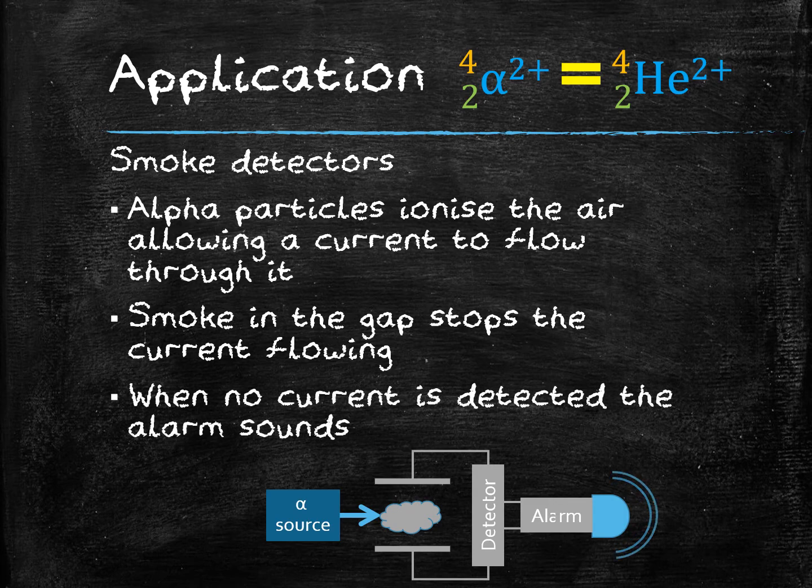When the detector picks up that there's no current, it sets off the alarm, sounding a siren or a sound of some form in order to let you know as an individual that there is some smoke in and around wherever your smoke detector is. The reason why, if you blow on or get airflow through a smoke detector, it switches off, is because you're clearing the smoke from inside that gap.